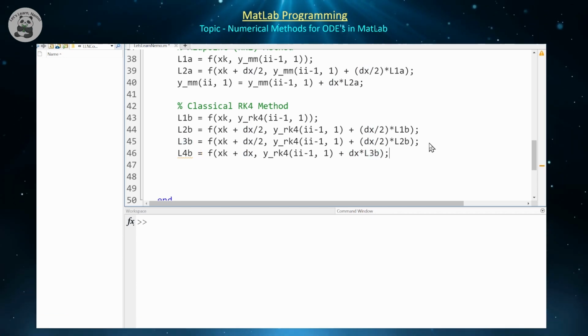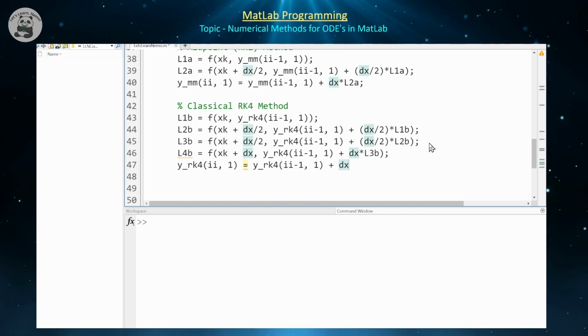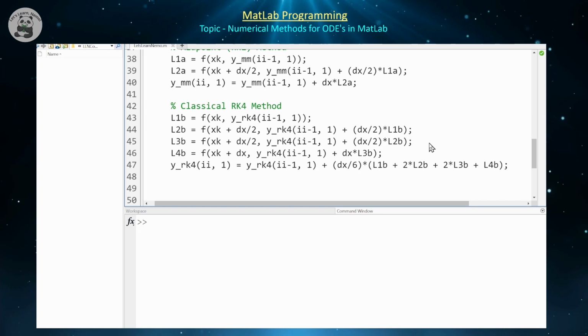And that's going to give us our steps for our classical RK4 method. And then finally, y_RK4, our update equation, is going to be equal to y_RK4(i, 1) equal to y_RK4(i-1, 1), and then plus our weighted average of our L1, 2, 3, 4. So for the classical one, it's going to be dx divided by 6 times L1b plus 2 times L2b plus 2 times L3b plus L4b. And that is going to be your update equation for your classical RK4 method.